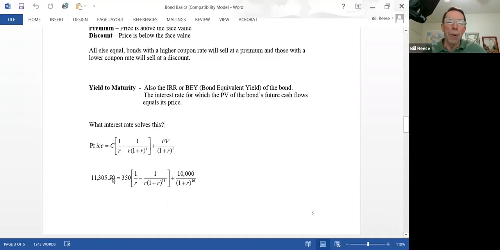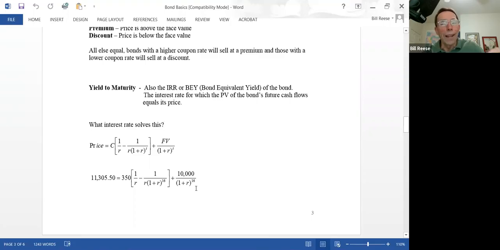The price of the bond right now is $11,350. There are 16 semi-annual periods remaining. In each semi-annual period, you're going to get $350. At the end of those 16 semi-annual periods, you will also get the face value, which is $10,000. So the price of the bond is equal to the present value of those coupon payments plus the present value of the face value. So here's our equation.